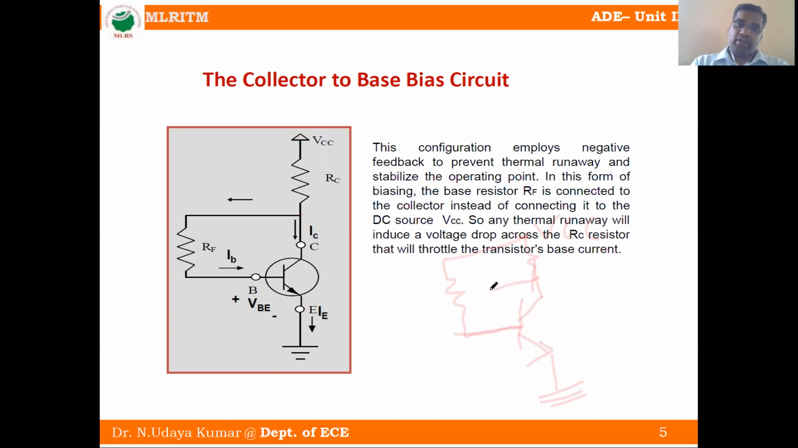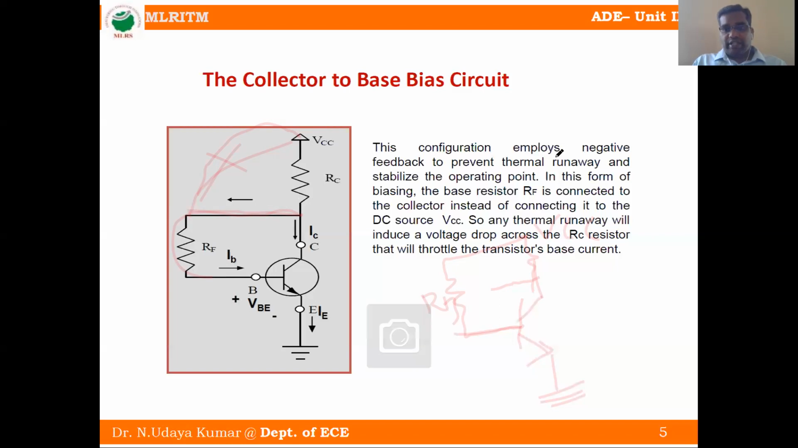In the previous circuit, RB is connected from VCC to the base terminal. Here we are not connecting to VCC. The base resistance is connected from the collector terminal to the base. So that is the modification. It is a fixed bias with a small modification. Instead of connecting this resistance from VCC to base, we are connecting collector to base. That is the small modification.